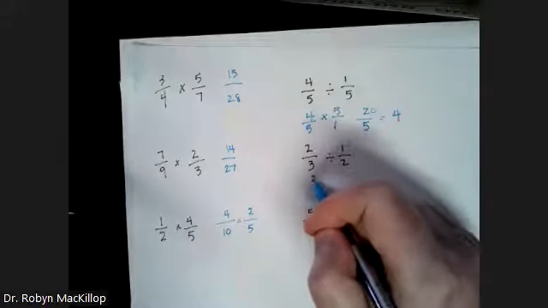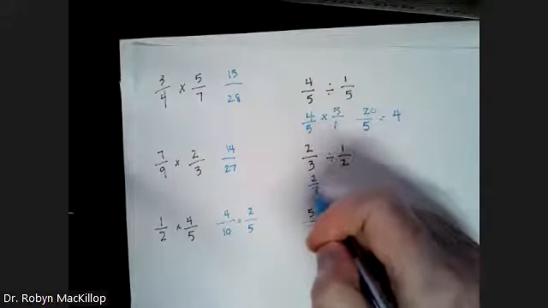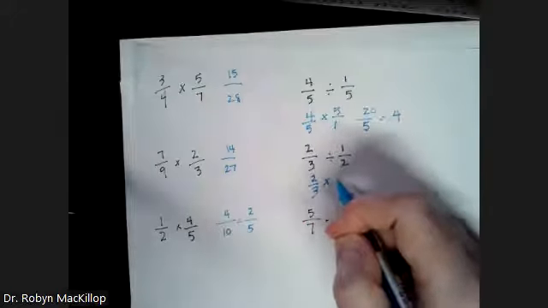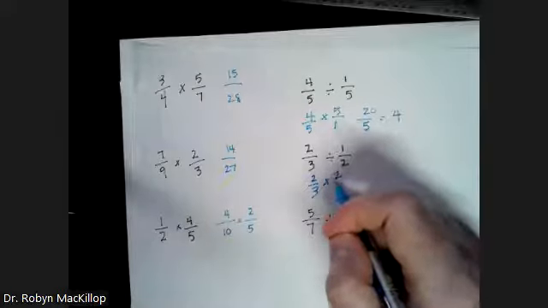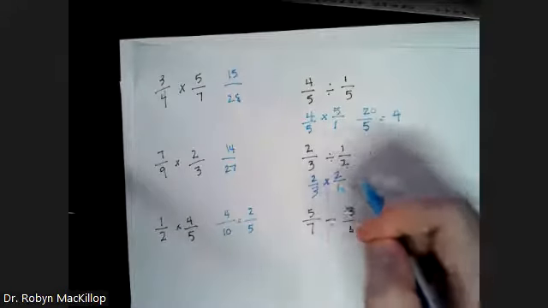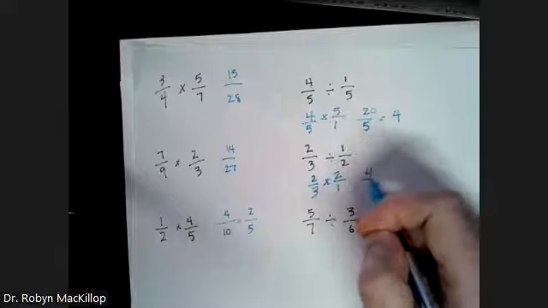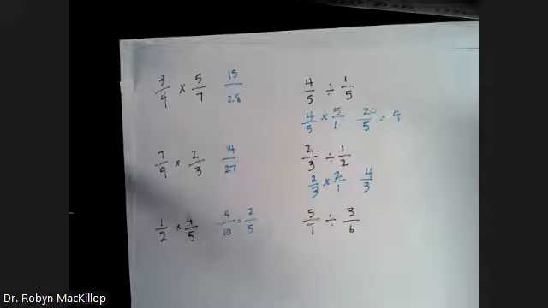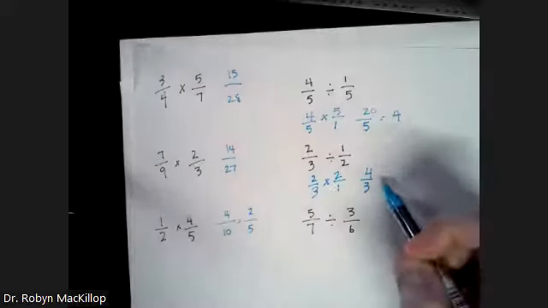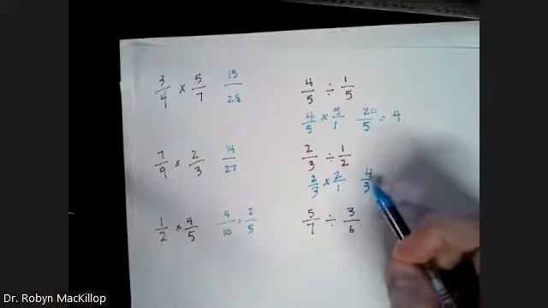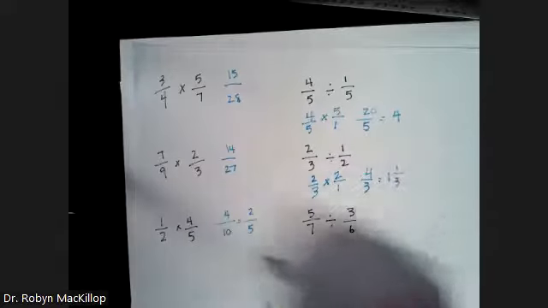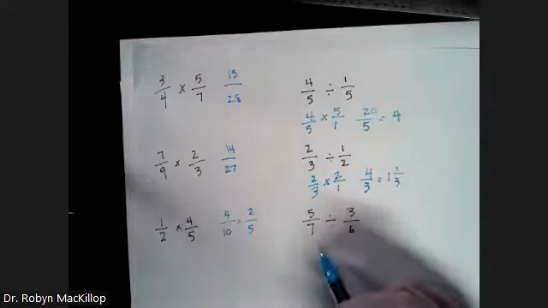All right, 2/3. Again, keep the first one just as it is. Flip the sign to multiplication, and then flip the second fraction. 2/1. 2 times 2 is 4. 3 times 1 is 3. We need to reduce this because it's an improper fraction. We need to turn it into a mixed fraction. 4 divided by 3 is 1 remainder 1/3.